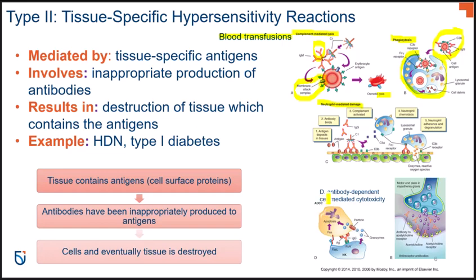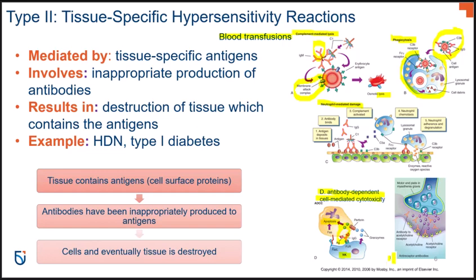Our fourth example here of tissue-specific hypersensitivity reactions is called antibody-dependent cell-mediated cytotoxicity. This involves natural killer cells. Natural killer cells in this example end up binding to an antibody on a target cell. This then causes the release of some substances that can destroy that cell, and the cell ends up dying by apoptosis.